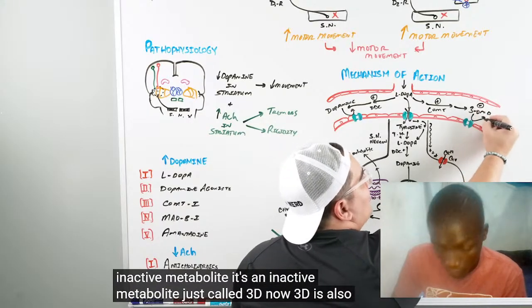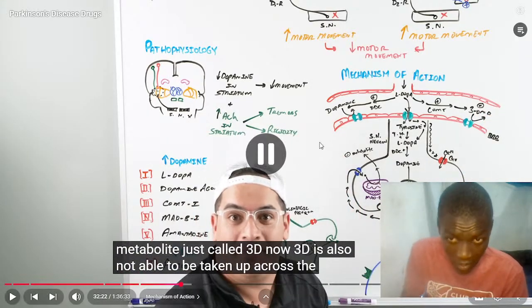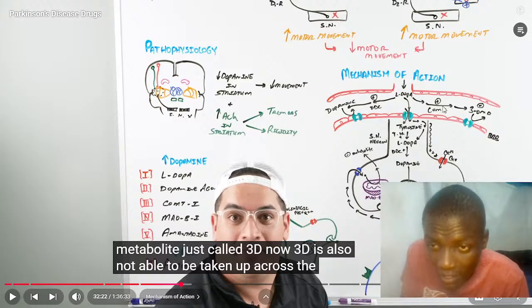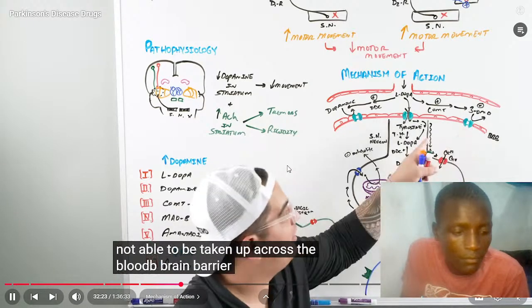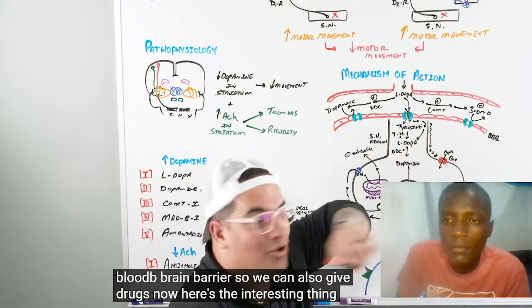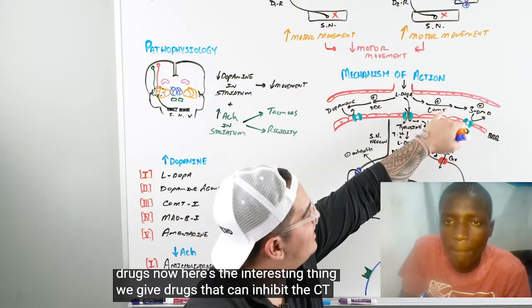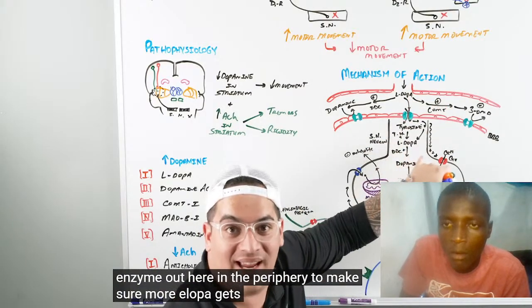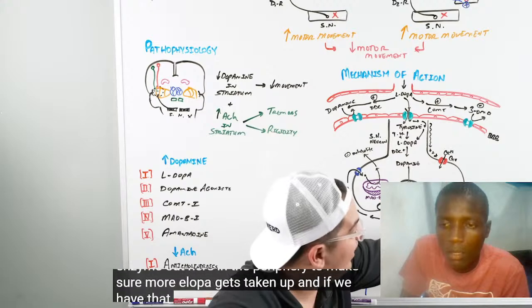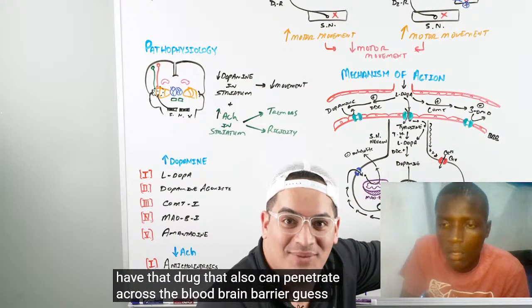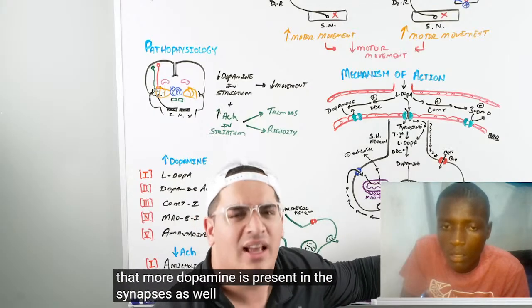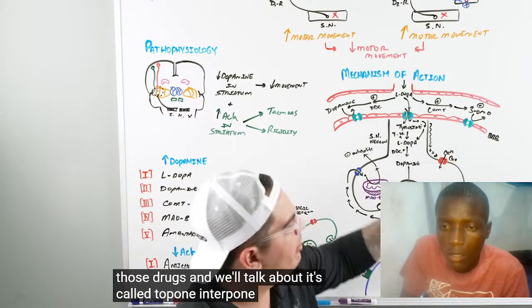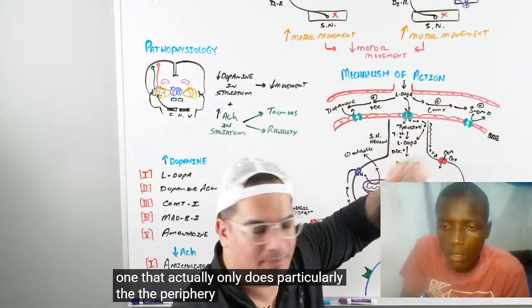Now 3-OMD is also not able to be taken up across the blood-brain barrier. So yes, you have to inhibit this enzyme to prevent the conversion of L-DOPA to 3-OMD. Now here's the interesting thing. We can give drugs that inhibit the COMT enzyme out here in the periphery to make sure more L-DOPA gets taken up. And if that drug can also penetrate the blood-brain barrier, guess what else that COMT inhibitor can do? Inhibit the central one to make sure that more dopamine is present in the synapses as well. There is one of those drugs, and we'll talk about it, called tolcapone. Entacapone is the one that only acts on the periphery.